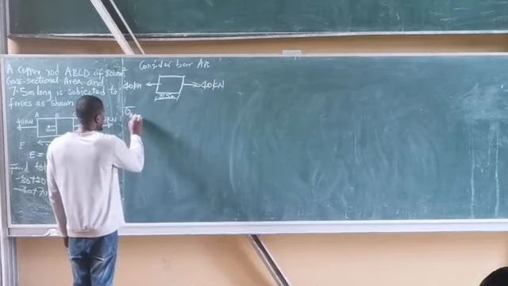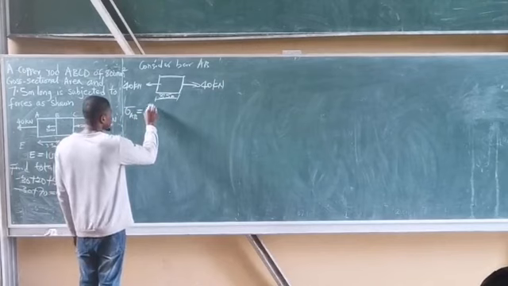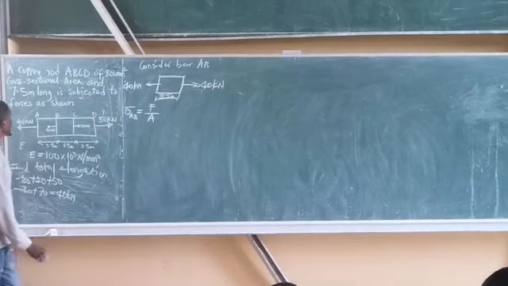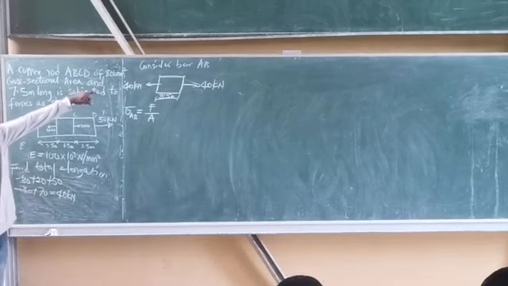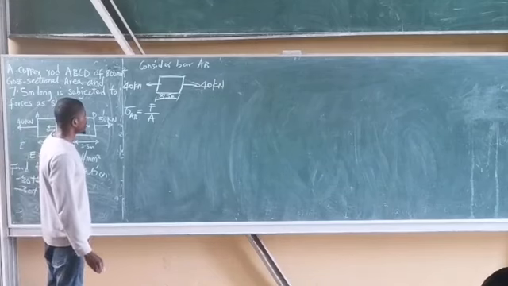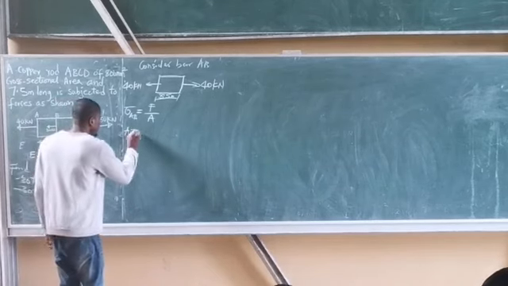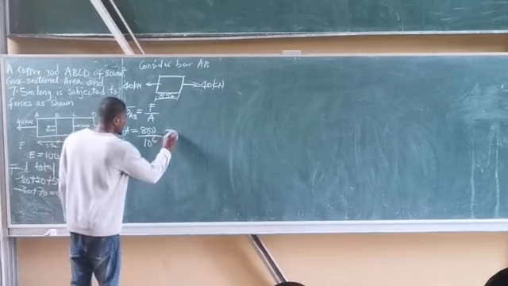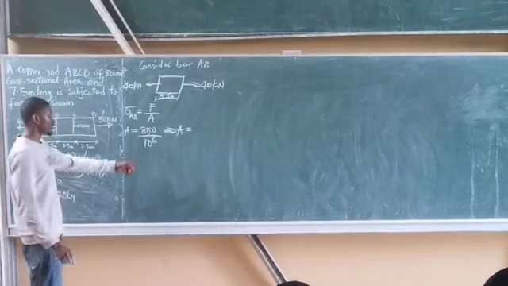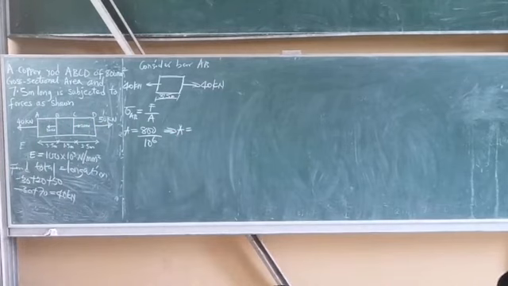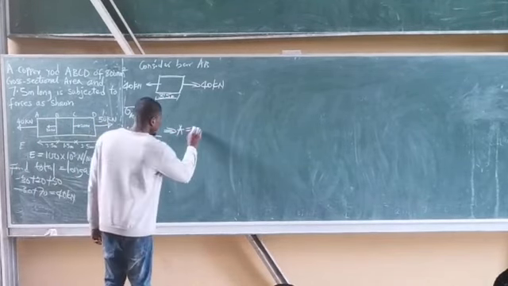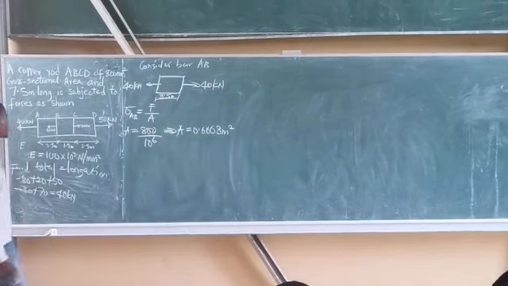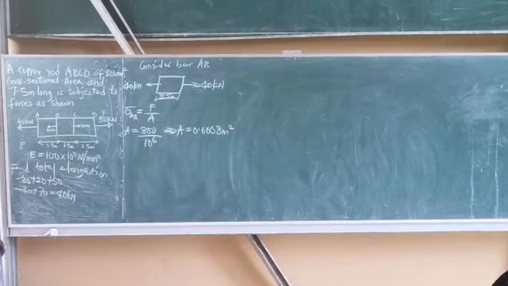So sigma AB: obtain the stress in portion AB. Stress in AB is simply force over the area of that portion. The cross-section of the entire bar is given as 800 millimeters squared. So we convert 800 millimeters squared to meters squared: area is 800 divided by 10 to the power 6, which is 0.0008 meters squared. This is how we convert millimeter squared to meter squared, dividing by 10 to the 6.